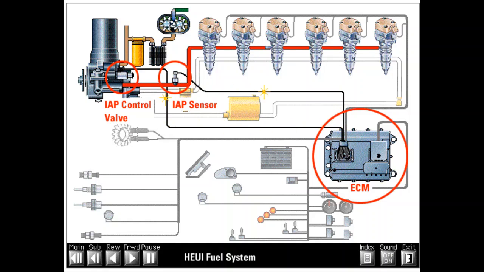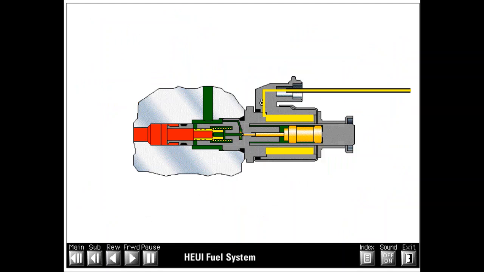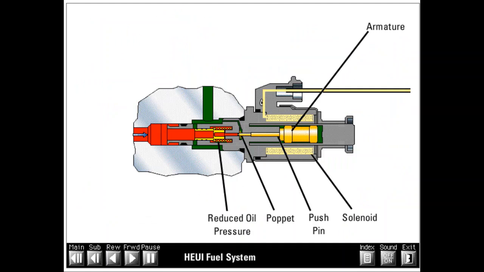The IAP sensor monitors actual actuation pressure in the high-pressure oil supply passage in the cylinder head. The ECM compares actual actuation pressure to desired actuation pressure more than 60 times a second. If these pressures do not match, the ECM adjusts the current level to the IAP control valve to compensate. The IAP control valve allows infinitely variable control of pump outlet pressure between 870 psi and 3,500 psi.